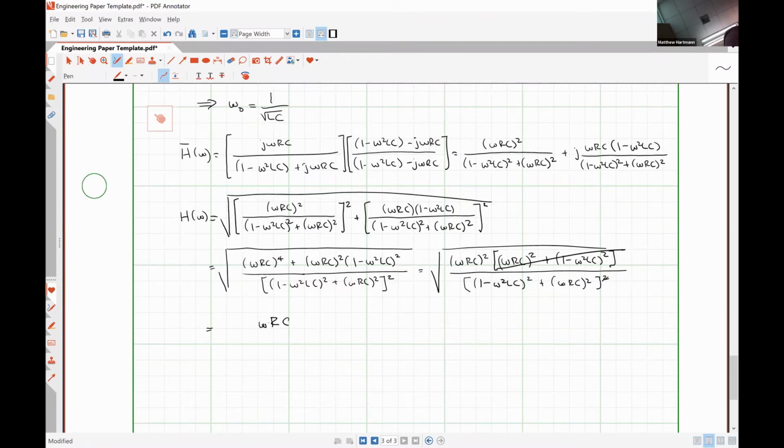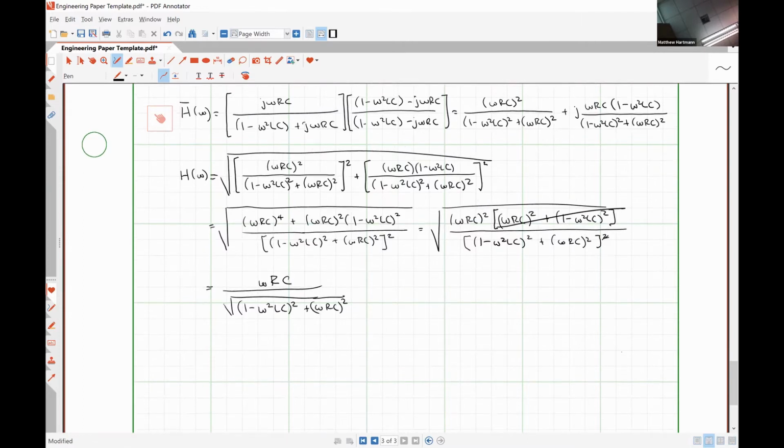omega RC divided by the square root of 1 minus omega squared LC squared plus omega RC quantity squared. Alrighty, so that is our magnitude. Now let's talk about those pesky corner frequencies.